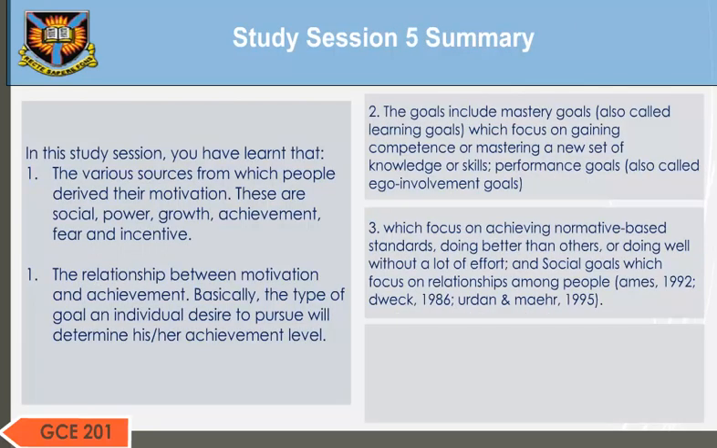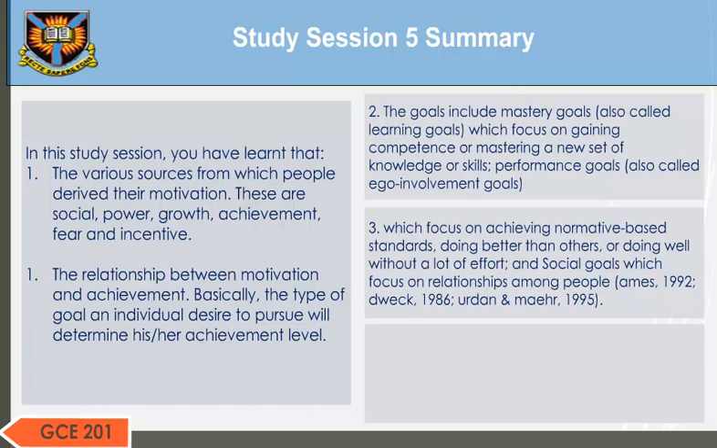Summary of study session. In this study session, you have learned that: 1. The various sources from which people derive their motivation. These are social, power, growth, achievement, fear, and incentive. 2. The relationship between motivation and achievement. Basically, the type of goal an individual desires to pursue will determine his or her achievement level.